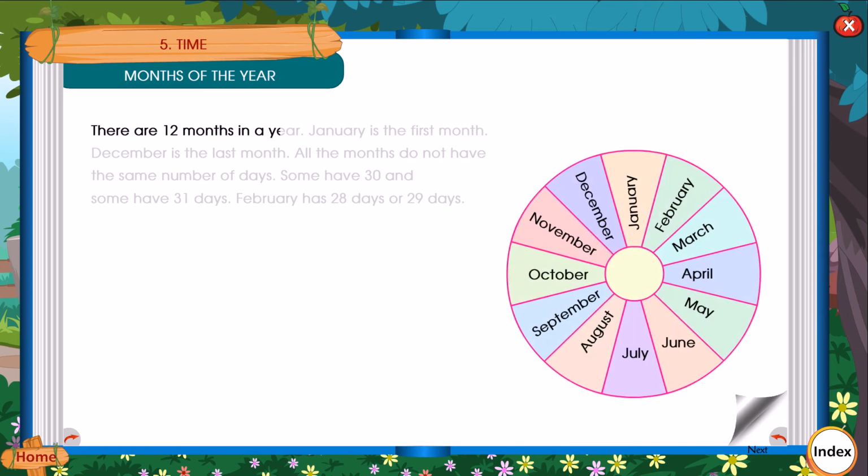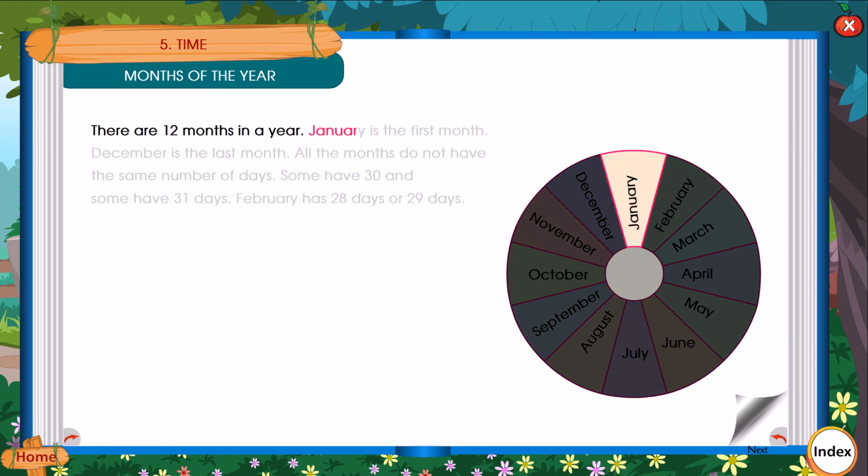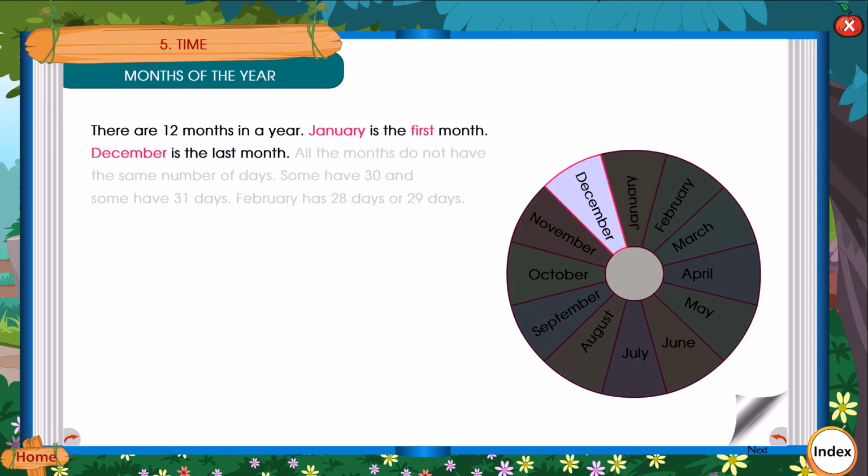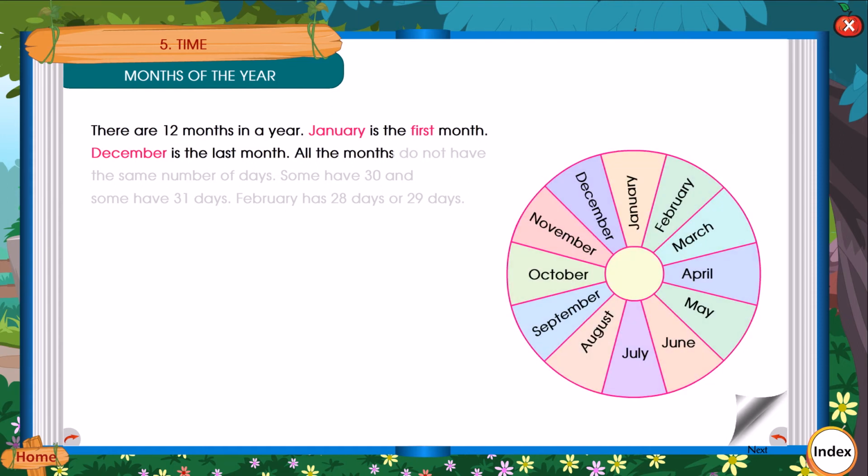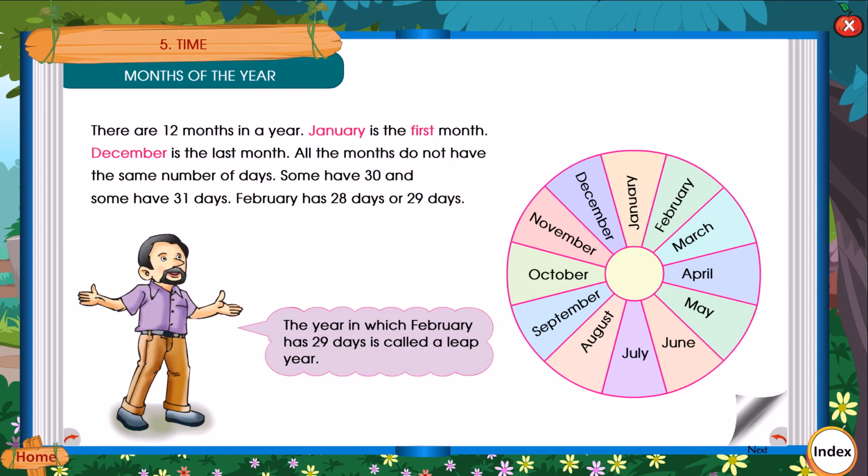There are 12 months in a year. January is the first month. December is the last month. All the months do not have the same number of days. Some have 30 and some have 31 days. February has 28 days or 29 days. The year in which February has 29 days is called a leap year.